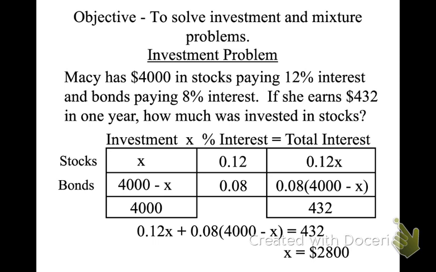So my total was, if she earns 400, because that's the 4,000 she invested. Sorry, there we go. I was like, wow, I don't remember that. So if the 432, I would have to put it at the bottom. And when I multiply that by 100, we end up with 12x plus 8 times 4,000 times x equals 43,200. Now when you subtract the 32, do you understand?